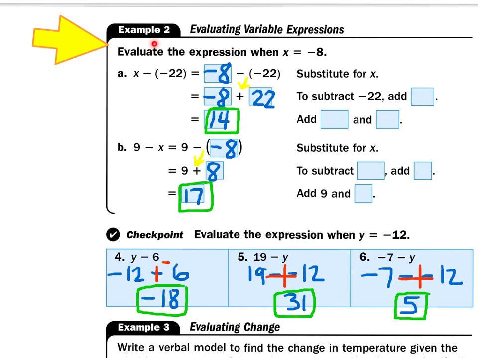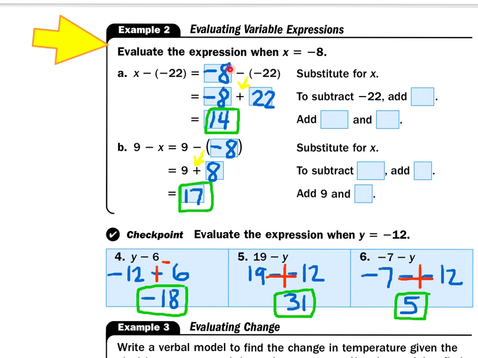Okay, let's look at example 2, evaluating variable expressions. We're going to evaluate the expression when x equals negative 8. The first thing we have to do is replace this x with a negative 8. So I rewrite it as negative 8 minus negative 22.